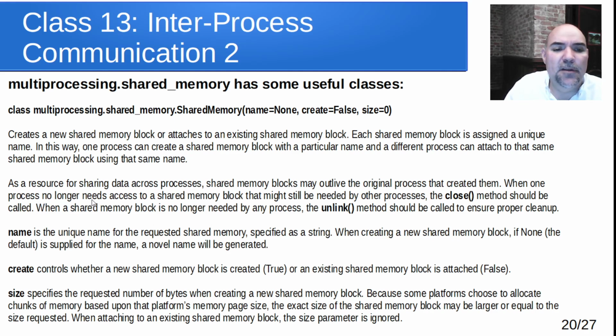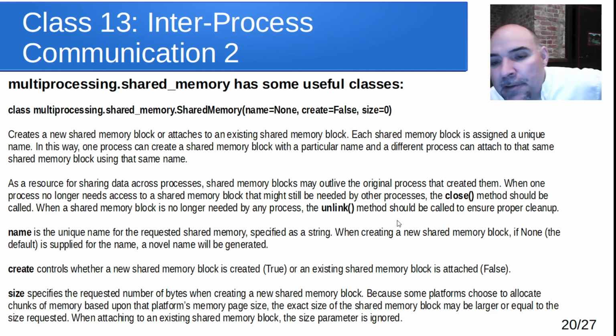When one process no longer needs access to a shared memory block that might still be needed by other processes, the close method should be called. When a shared memory block is no longer needed by any process, you can call the unlink method, and that will basically get rid of it. So in other words, you could have a process that runs, creates a shared memory block, and then closes. And then you can make another process that runs later that opens up, attaches to that memory block that already exists by name, and then when it's done, it says, well, I don't need this anymore, nobody needs it anymore, so unlink it, and then the operating system will get rid of it.